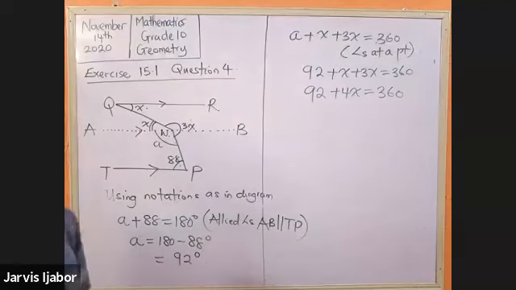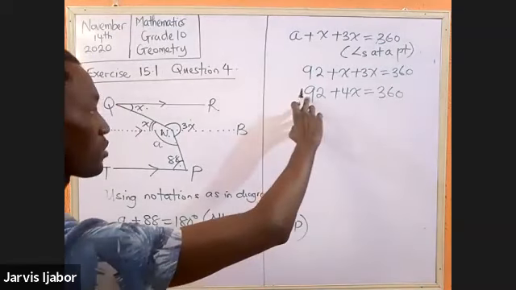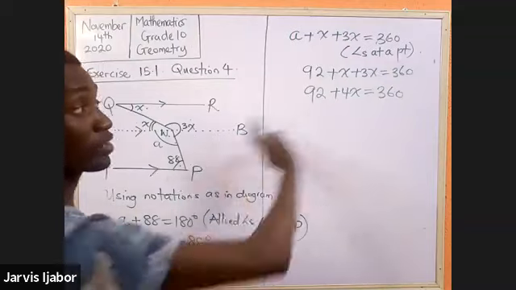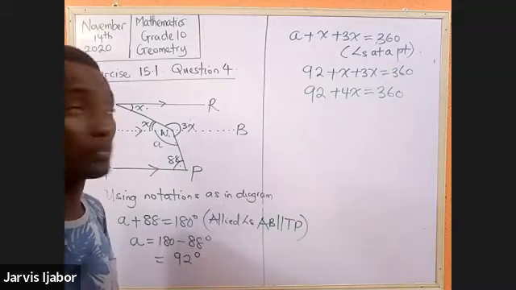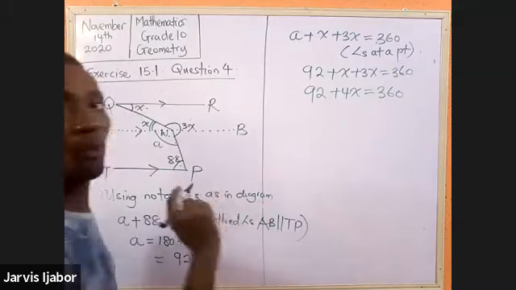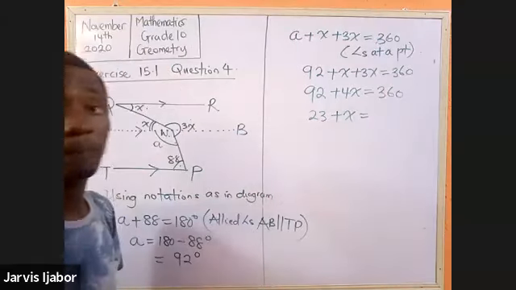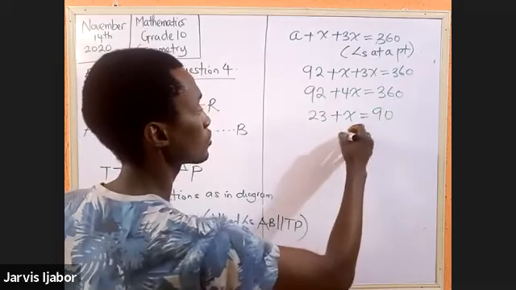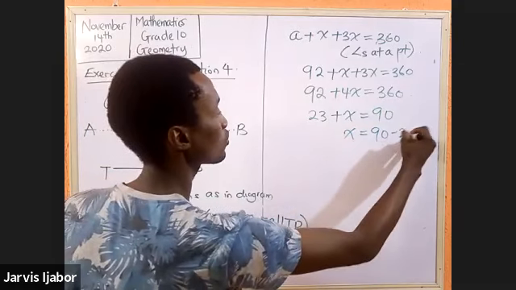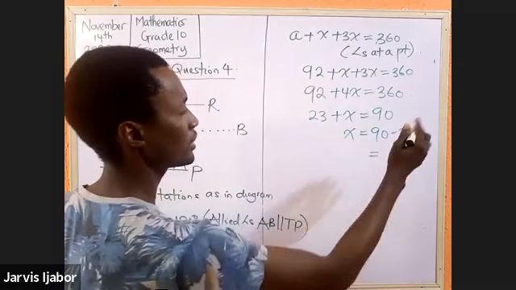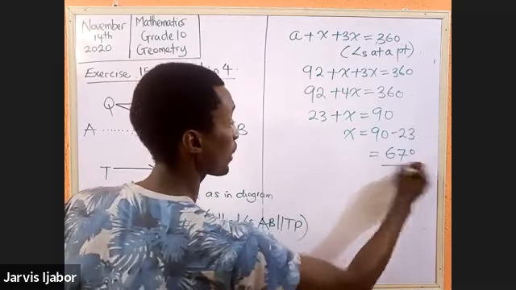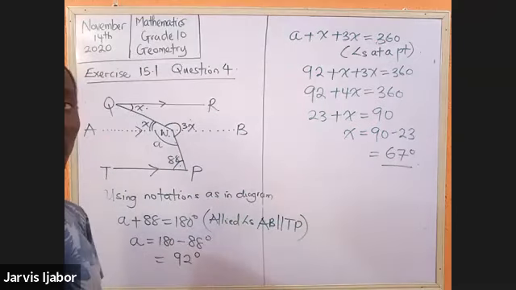Now, what I notice some students will do is move this to the other side. No, if you look at this number very well, that's why you were taught rules of divisibility. You can actually divide through by 4, and that will give you 23 plus X equal to 90 degrees. So X is equal to 90 minus 23 degrees, which should be something in the neighborhood of 67 degrees if we have done our subtraction and addition very well.